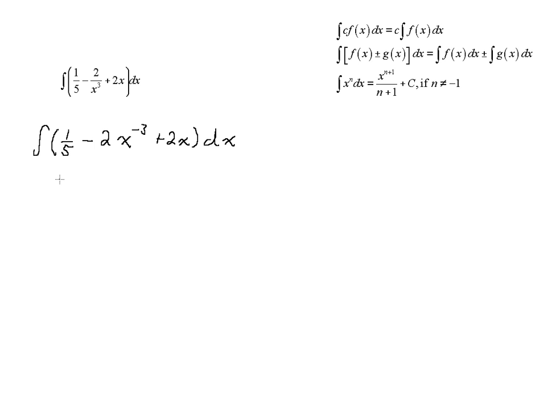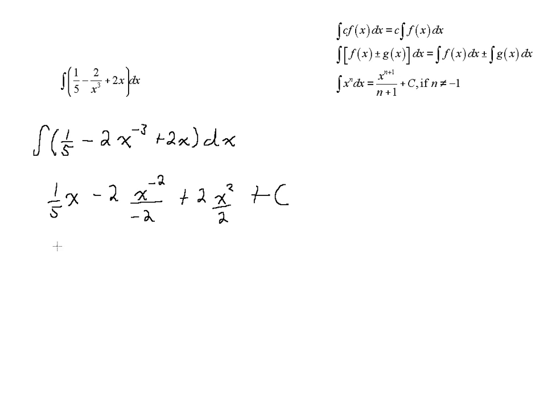So we have the antiderivative, or indefinite integral, of 1/5 is 1/5 x, minus 2, kind of leave those constants there for a minute, times, we go up by a power of 1, so -3 plus 1 is -2, over the new power, -2, and then here we get plus 2 times x up by 1 power is 2, over the new power 2, plus the arbitrary constant c.